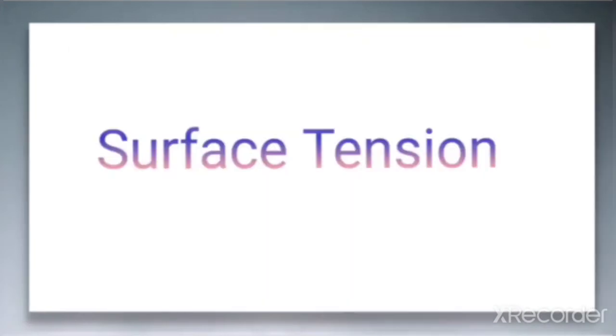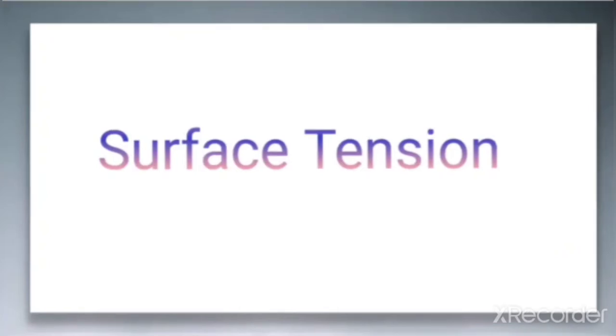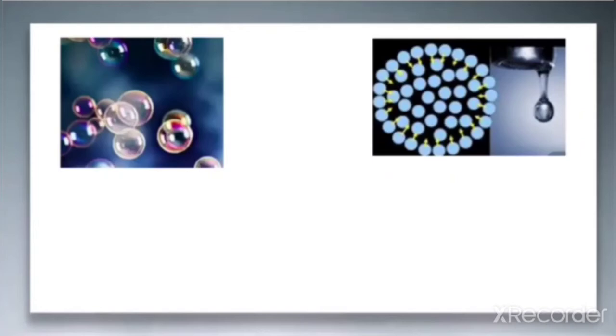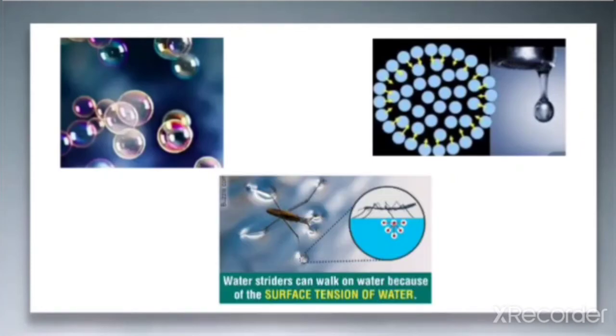The next important property of liquid is surface tension. In our day-to-day life, we come across various interesting facts, like why bubbles form a spherical shape, why a drop of liquid forms a spherical shape, and why water striders can walk on water. What is the reason? It is the surface tension of water. So we need to discuss that here.